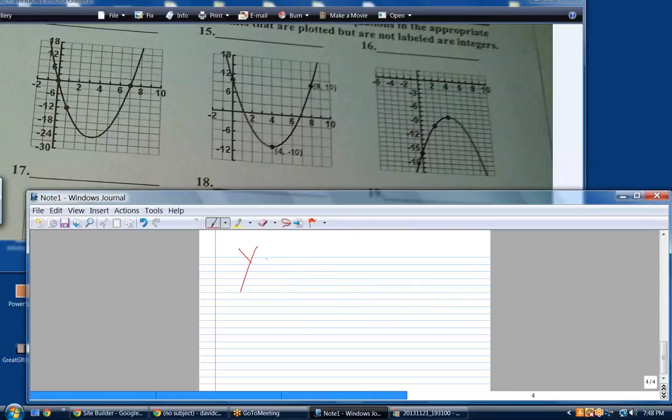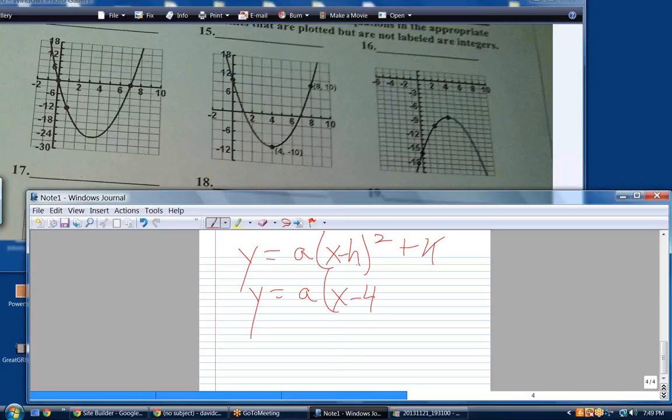So we want y equals a times x minus h squared plus k. And we know h and k. So what's the next step? H and K. H is the x coordinate of the vertex. K is the y coordinate of the vertex. So it'd be y equals a in parentheses x. Would it be plus 4 or minus 4? Minus 4.